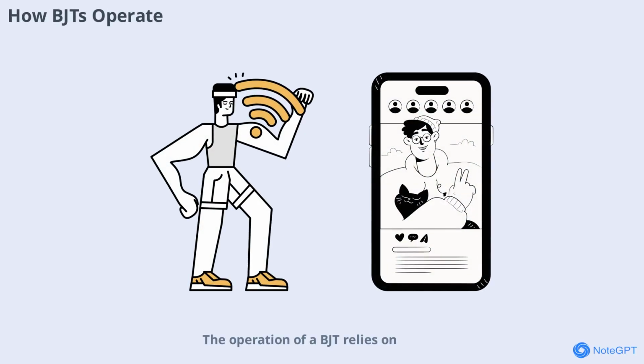Operation of a BJT relies on the movement of charge carriers across its junctions. When the emitter-base junction is forward biased and the collector-base junction is reverse biased, the transistor enters its active region. In this state, a small current at the base controls a much larger current flowing from the emitter to the collector. This property allows BJTs to act as amplifiers, making them invaluable in signal processing and electronic communication.